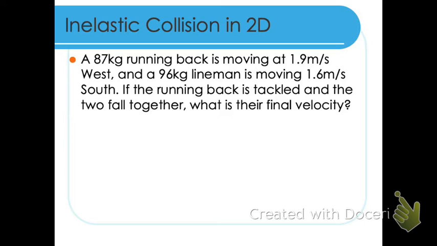All right, an 87 kilogram running back is moving 1.9 meters per second west, and a lineman is moving 1.6 meters per second south. If the running back is tackled and the two fall together, what is their new final velocity? Okay, so one's moving west and one's moving south. So what can we predict in terms of our velocity of our wreckage here, or of our tackle, or whatever you're going to call it? Yeah, we can predict that it's going to be moving southwest. Okay, they have similar masses and really similar velocities. So we'll see where that comes out.